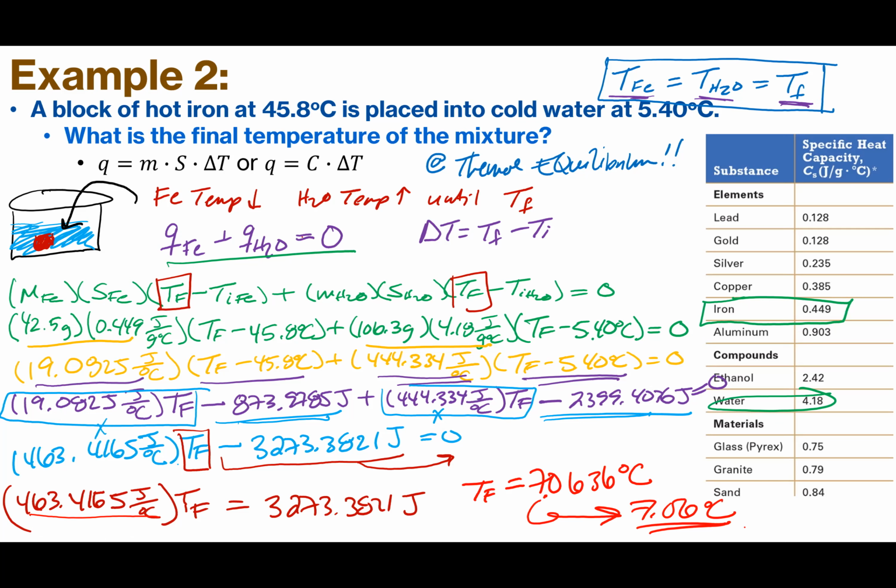So the iron cooled down dramatically, the water warmed up a little bit, and there we have it. That's a big problem, but once you set it up, the chemistry part is setting it up. The rest of it is algebra, and we should be able to do that.